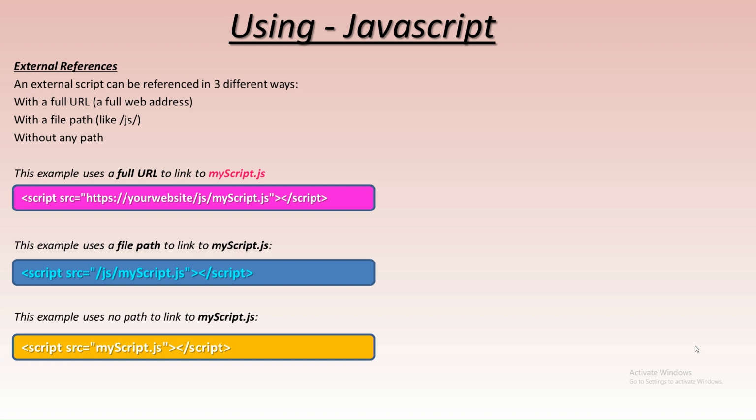/myscript.js. The first one is a URL, the second one is a file path within your project, and the last one is an example of no path, which means that it's within the current location and in the same location as your HTML file. So that will just have myscript.js as the script file.